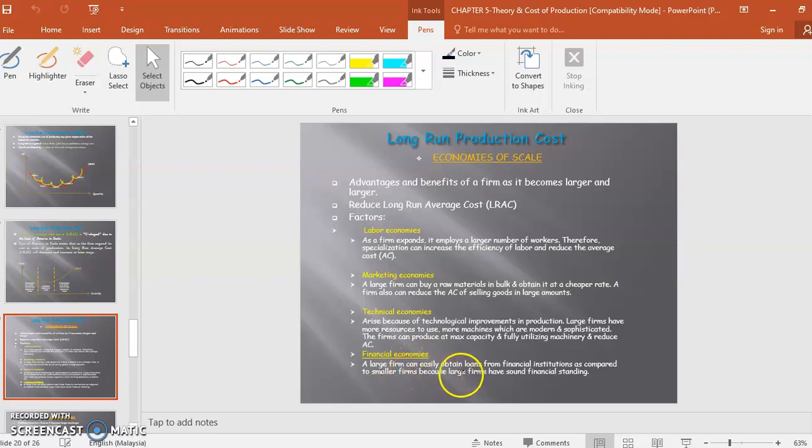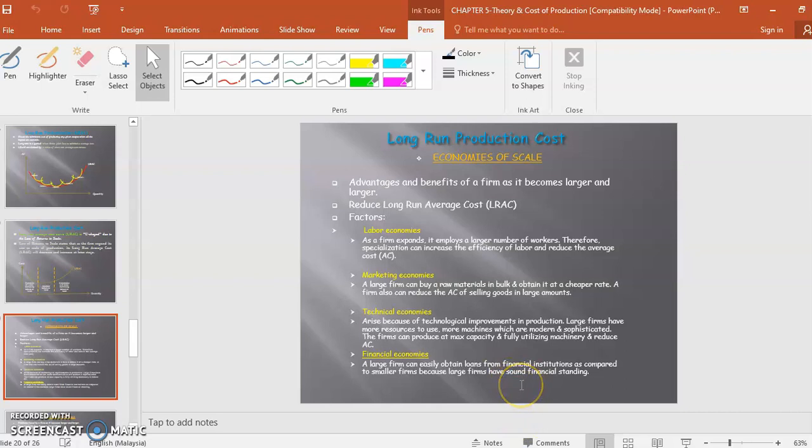And last is financial economies. A large firm can easily obtain loans from financial institutions as compared to smaller firms because large firms have sound financial standing. So biasanya firm yang besar kurang masalah dari segi cost untuk buat loan, sebab nak dapatkan loan mudah disebabkan bank lagi percaya untuk firm yang besar. Sebab dia tengok statement bank, maybe company tu lagi meyakinkan untuk bayar balik loan tu.